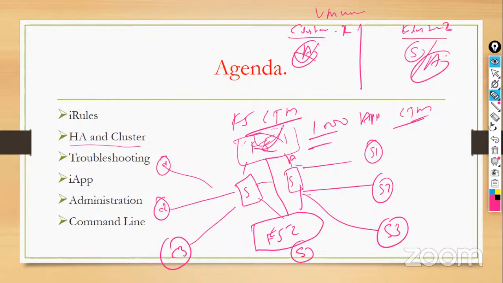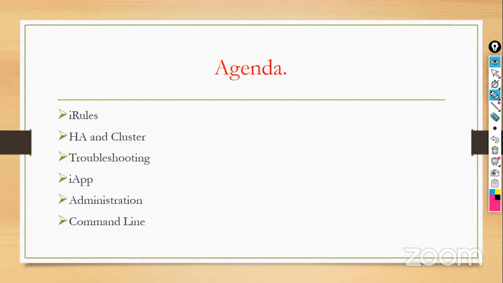So we will discuss how we can configure the HA, and what the prerequisites are to configure the HA, right? And on this we will discuss what a self IP is, and what a floating IP is, right? Where we need to use a self IP, and in which case we need to use a floating IP, right?